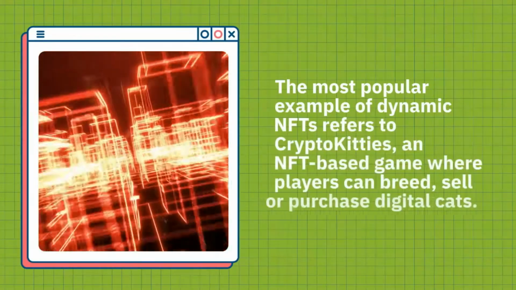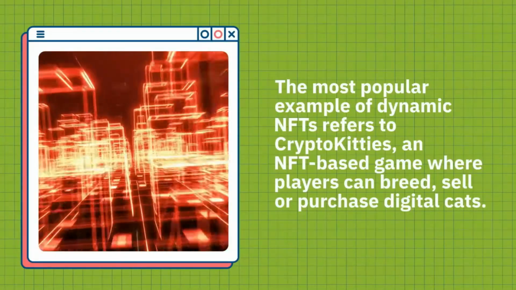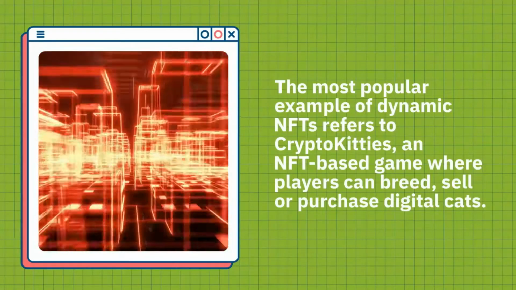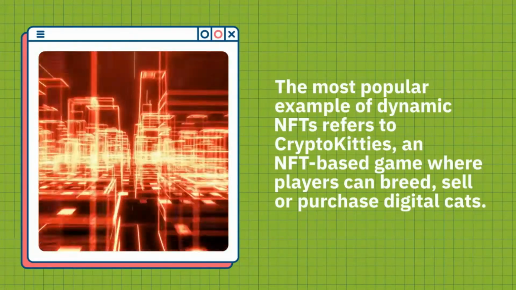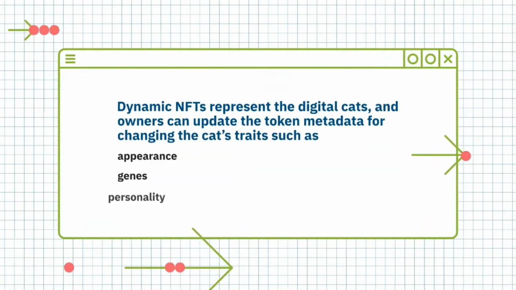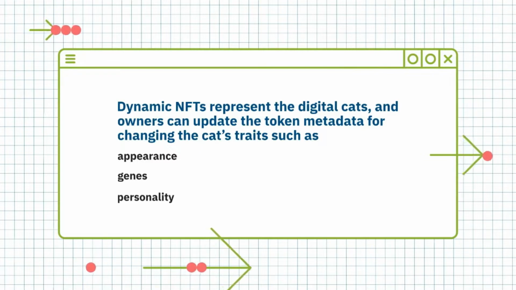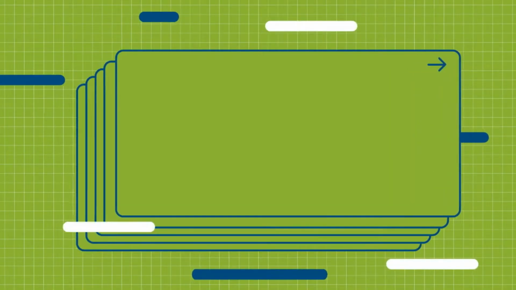modifications. The most popular example of dynamic NFTs refers to CryptoKitties, an NFT-based game where players can breed, sell or purchase digital cats. Dynamic NFTs represent the digital cats, and owners can update the token metadata for changing the cat's traits such as appearance, genes and personality.